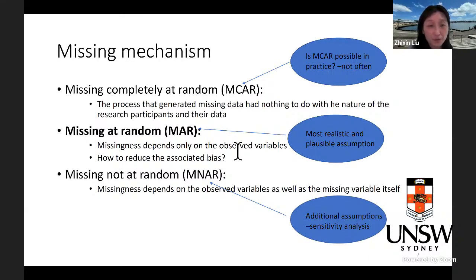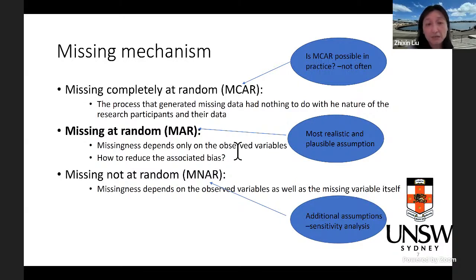That was proposed by Little and Rubin around 1987, and it has become the foundation widely used in the missing data research area. So there are basically three mechanisms. The first is called missing completely at random. When they proposed it, it was probability based, but we just explain it in plain language. This mechanism means the process that generates missing had nothing to do with the nature of the research participants.